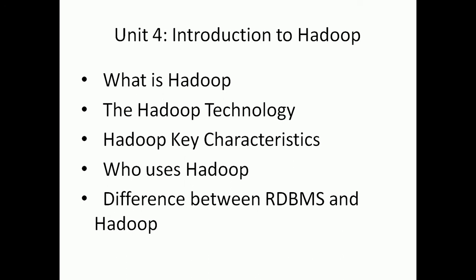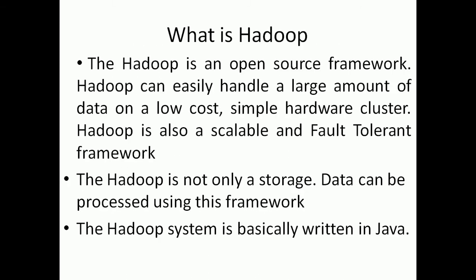In the introduction to Hadoop, we will look at what Hadoop is, the Hadoop technology, Hadoop key characteristics, who uses Hadoop, and the difference between RDBMS and Hadoop. So what is Hadoop? Hadoop is an open source framework. It can easily handle a large amount of data on a low cost, simple hardware cluster. Hadoop is also a scalable and fault tolerant framework. That means we use a distributed environment.